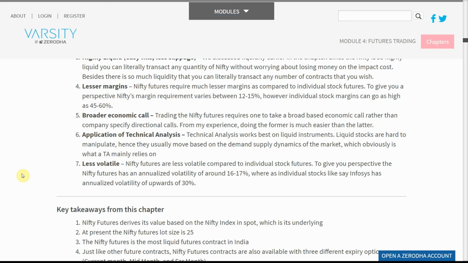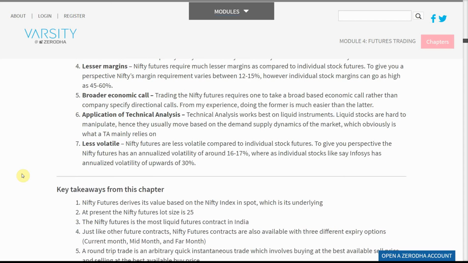Application of technical analysis. Technical analysis works best on liquid instruments. Liquid stocks are hard to manipulate. Hence, they usually move based on the demand-supply dynamics of the market, which obviously is what TA mainly relies on. Less volatile. Nifty futures are less volatile compared to individual stock futures. To give you perspective, the Nifty futures has an annualized volatility of around 16 to 17%. Whereas individual stocks like say Infosys has annualized volatility of upwards of 30%.